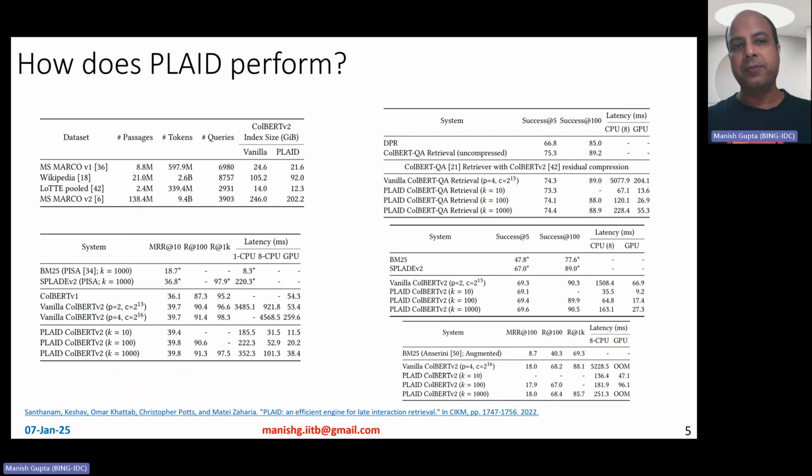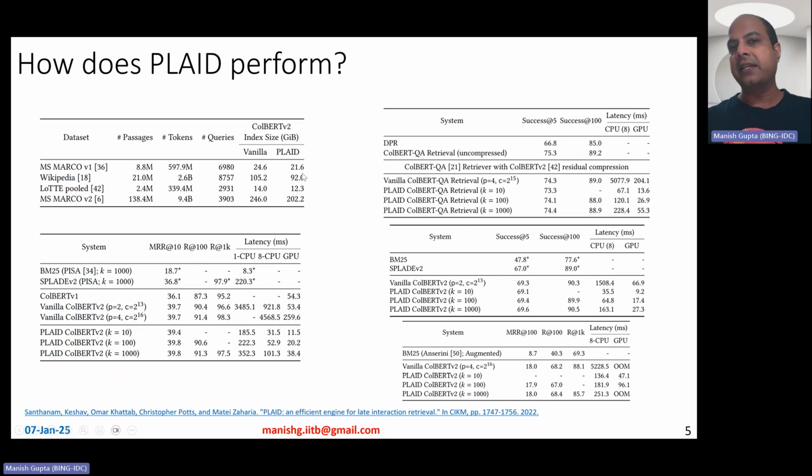So how does PLAID perform, right? Well, they measure performance across 4 different datasets: MS Marco V1 and Wikipedia, which are both in-domain datasets, and they also measure performance on the ColBERT V2 introduced Lotte pool dataset, and MS Marco V2, which are out-of-domain datasets. Okay. These datasets vary in terms of their number of passages, number of tokens, number of queries, and so on, right? And if you look at the index size, the vanilla ColBERT V2 index sizes are much larger compared to the PLAID index sizes, right?